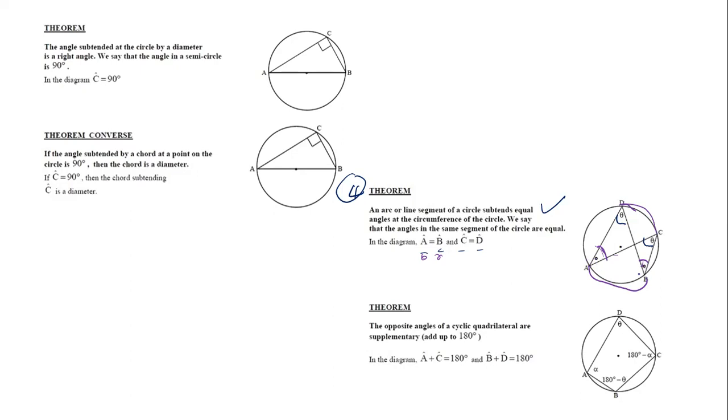If you had a chord, you can also use that reason: angle subtended by the same chord, or angle subtended by the same arc. The third reason that you can use is angles in the same segment. That's the reason that I love using. These angles are equal because they're in the same segment. It's easy. You don't have to complicate your life. This is theorem number 4.